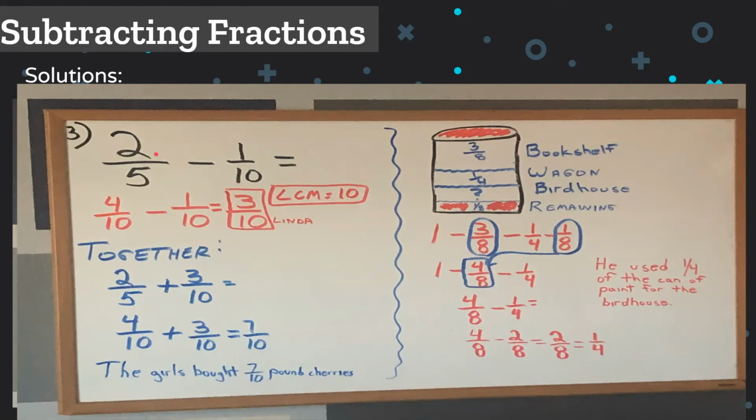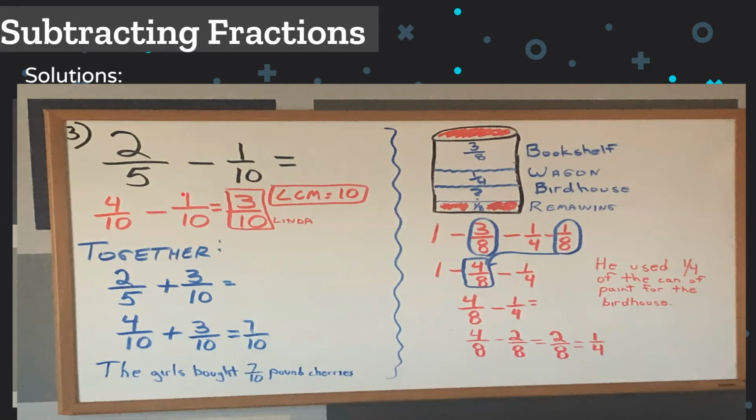So hopefully we can understand that we have two parts to the problem, right? First, we have to find out how much Linda bought. And we know it's 1/10 less than what Tiffany bought. So 2/5 minus 1/10, that's our problem numerically. I didn't give you a number line here. If you need to draw one, now would be a good time.